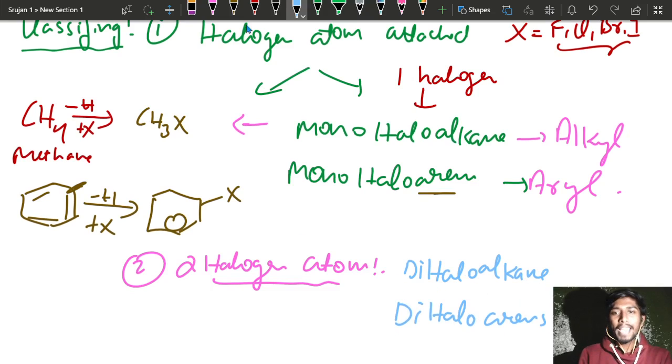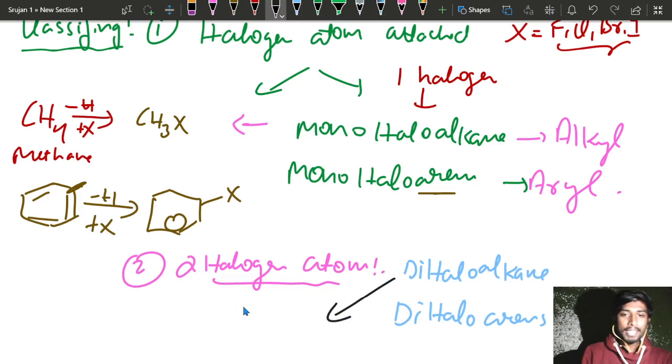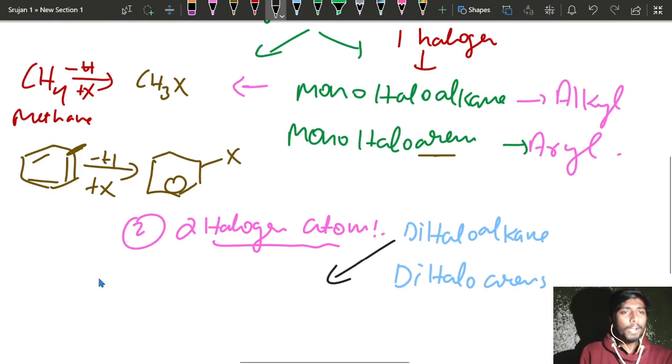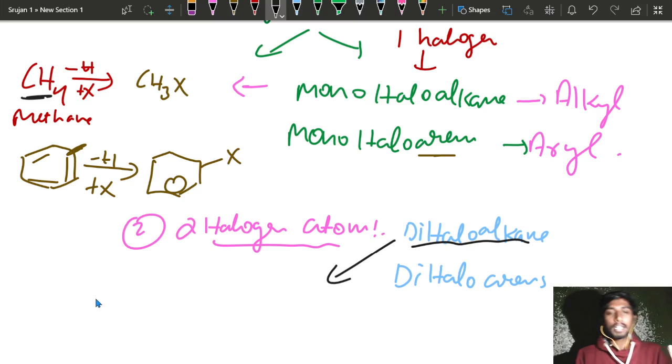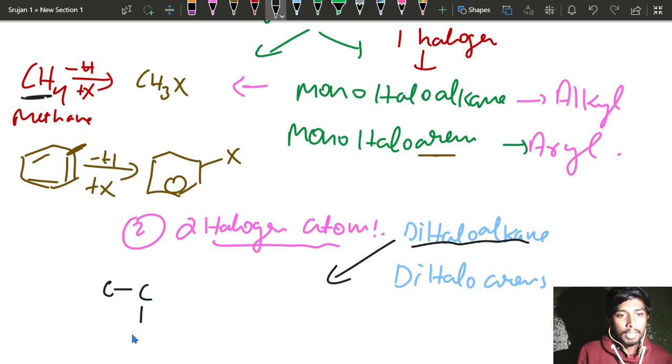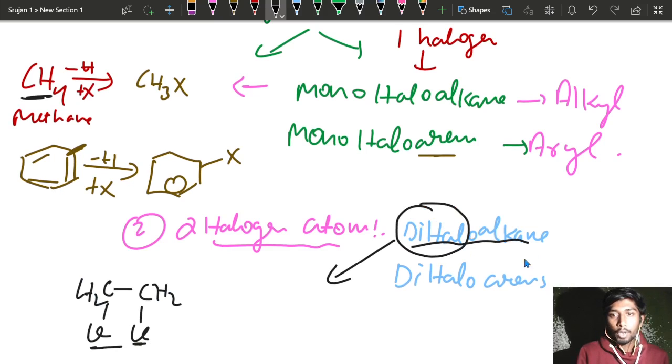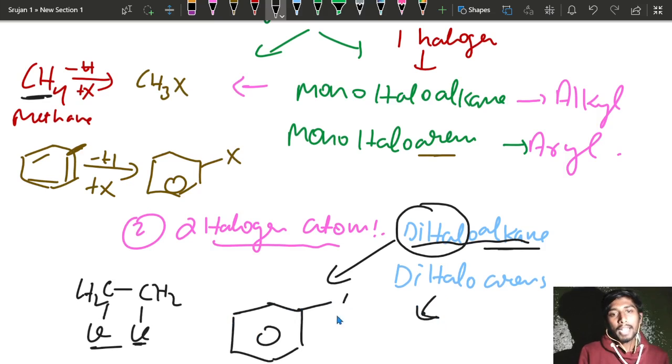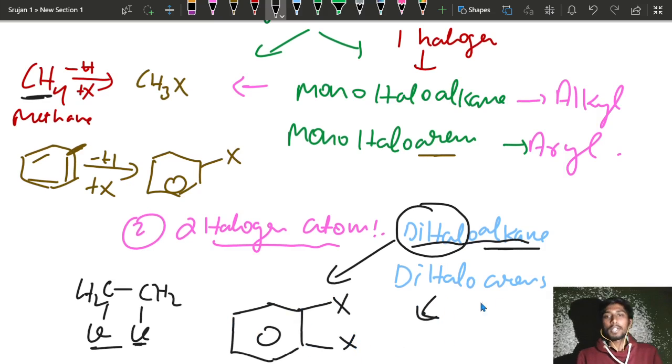What is an example of dihaloalkanes? For dihaloalkanes you can't take this thing, right? Because you should not attach both halogen atoms to the same carbon atom. You should attach them to different carbon atoms, like this: Cl, CH2, CH2, Cl. Then you have a dihaloalkane. Next, with dihaloarenes, you can take any benzene and attach two halogen atoms to it. Then it is called a dihaloarene.